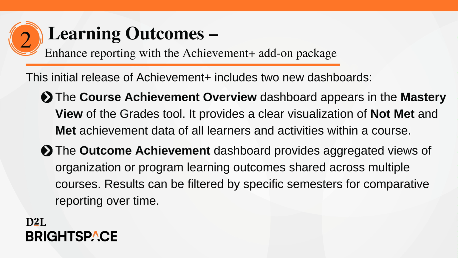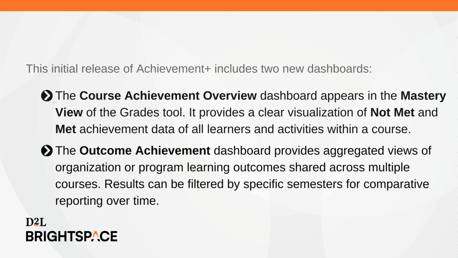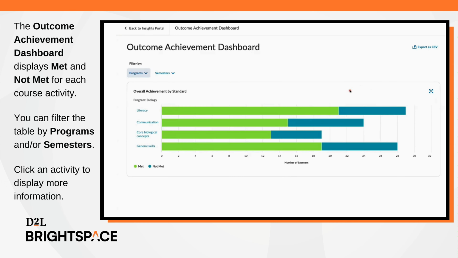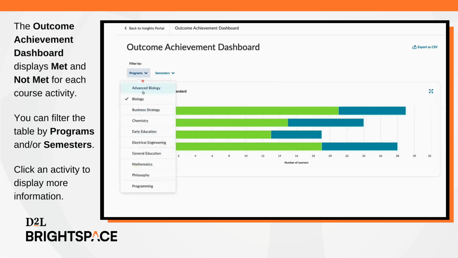This initial release of Achievement Plus includes 2 new dashboards. The Course Achievement Overview dashboard appears in the Mastery view of the Grades tool. It provides a clear visualization of not met and met achievement data of all learners and activities within a course. The Outcome Achievement dashboard provides aggregated views of organization or program learning outcomes shared across multiple courses. Results can be filtered by specific semesters for comparative reporting over time. The Outcome Achievement dashboard displays a visualization of met and not met data for each course activity.